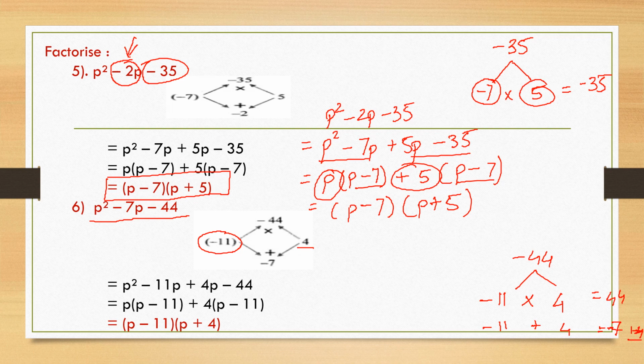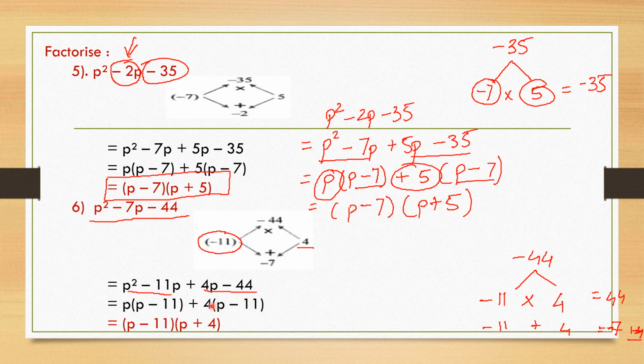So we'll start splitting. First term as it is, p square. Instead of the middle term minus 7p, we'll take our two new terms, minus 11p and 4p. So this becomes p square minus 11p plus 4p minus 44, the last term as it is. After that, we do the pairing: p square minus 11p, and 4p minus 44. In the first pair, p is common outside, and inside the bracket you'll be left with p minus 11. In the second pair, 4 is common outside, and inside the bracket you'll be left with p minus 11.